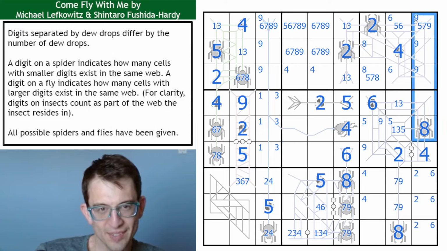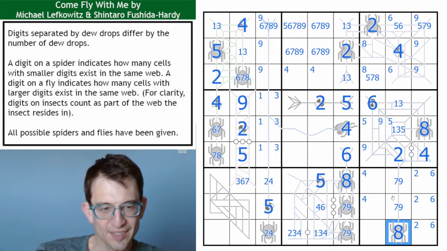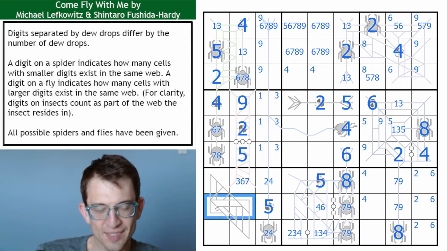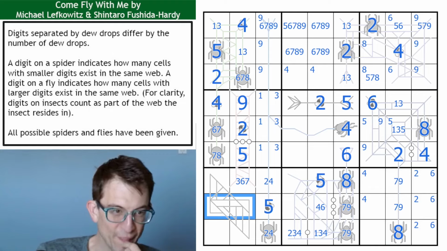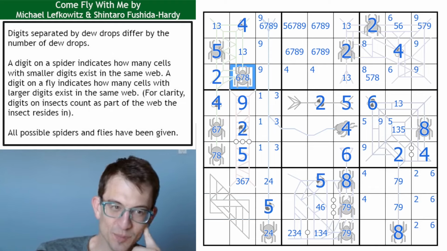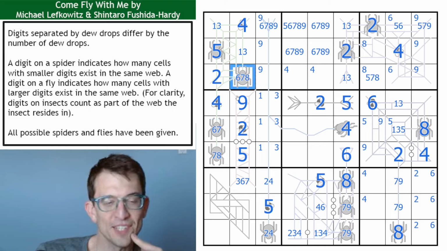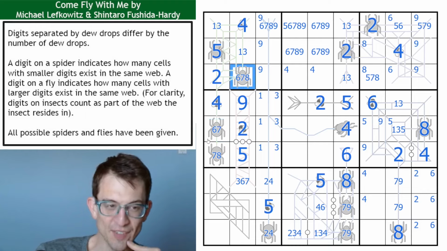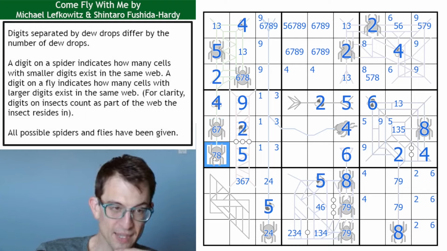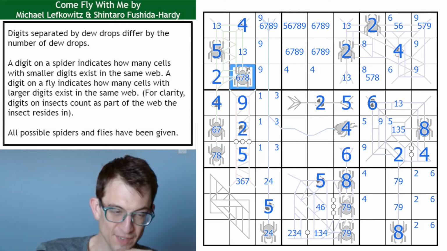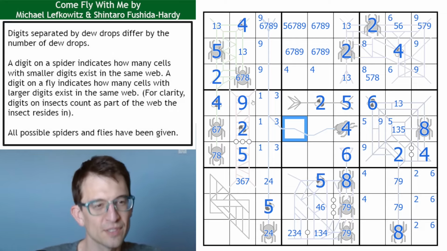8 here and here. 8's in one of these. Okay, let's think about these again. If this is 6, I could have 2 6s. Or I could have 6, 7, 8. If this is 7, I need a 6 somewhere. So if this is 7, that's 6. And then this could be 7 or 8. If this is an 8, we get 7, 6. Okay, I think I get how that works.